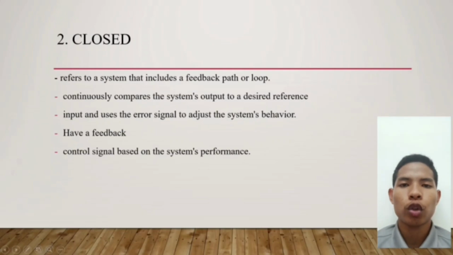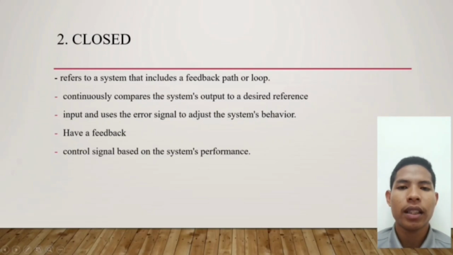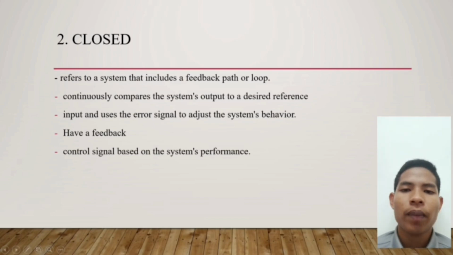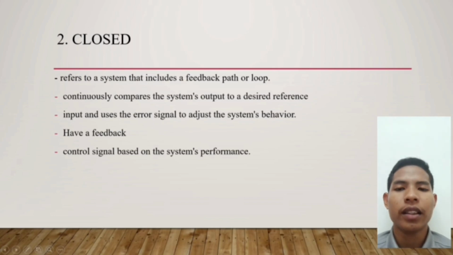Okay, next, closed loop control system incorporates feedback to monitor the output and make adjustments to the control signal based on the system performance. It continuously compares the actual output with the desired output and generates an error signal, which is then used to adjust the control signal.